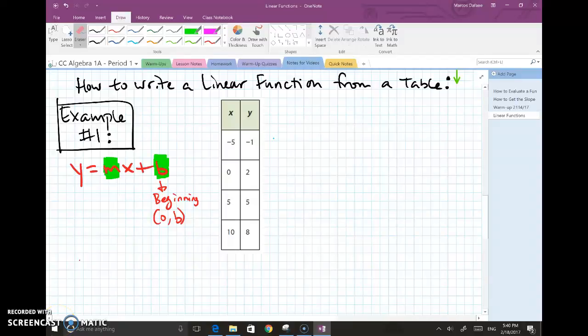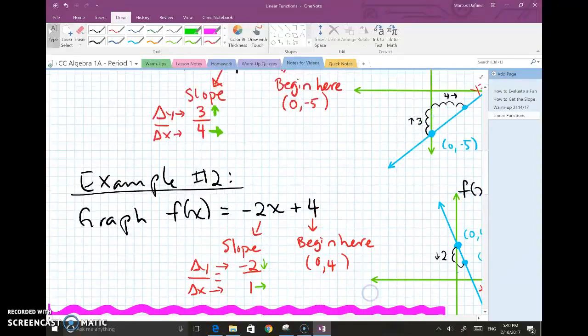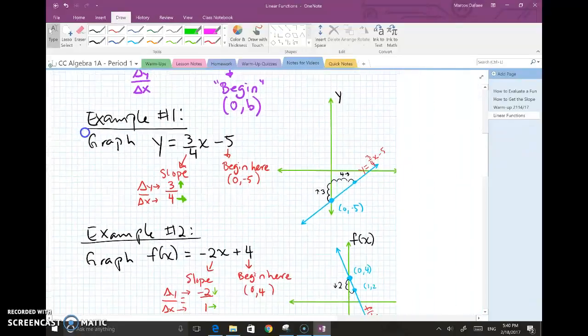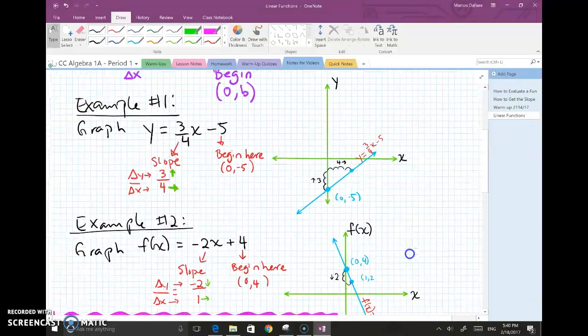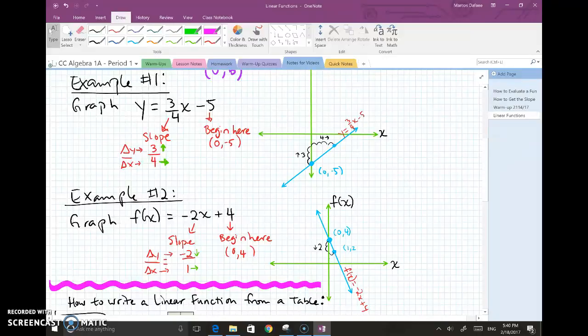Welcome back to another video on how to write a linear function. This time we're going to focus on how to create a linear function from a table. The last time we looked at linear functions, our goal was actually not necessarily to write one, but how to graph one. And here are the notes from the previous video.